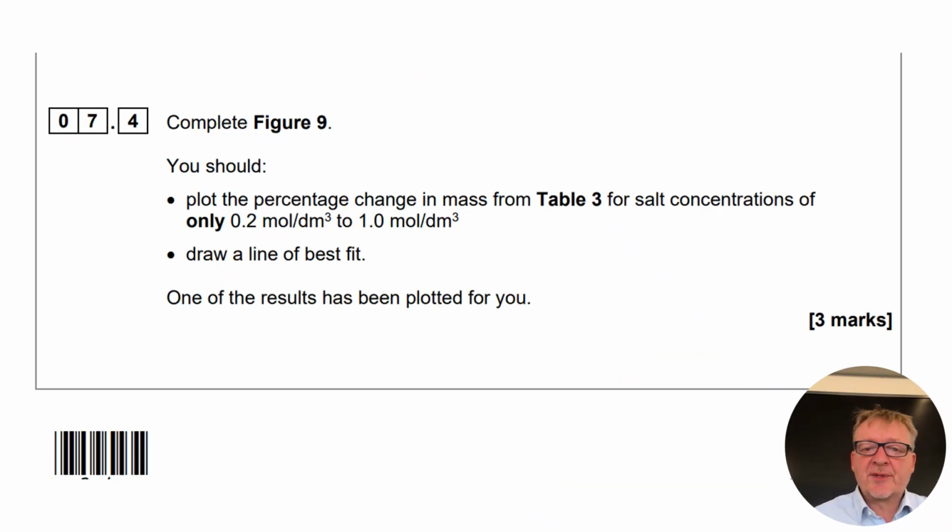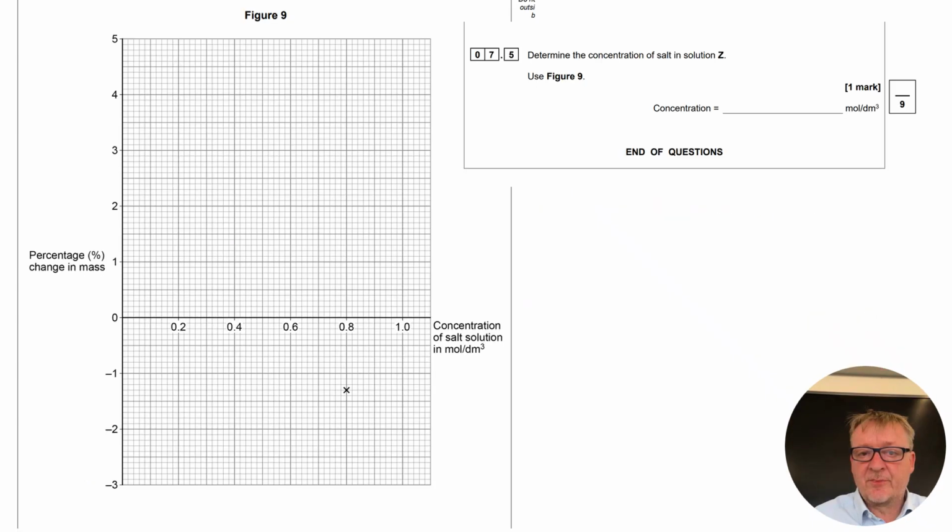7.4. You should plot the percentage change in mass from table 3 for salt concentrations of only 0.2 to 1. So it's telling you which ones. Draw a line of best fit. So what you've got to do now is plot, and draw a line of best fit. One of the results has been plotted for you.